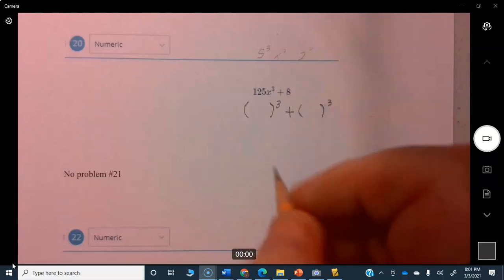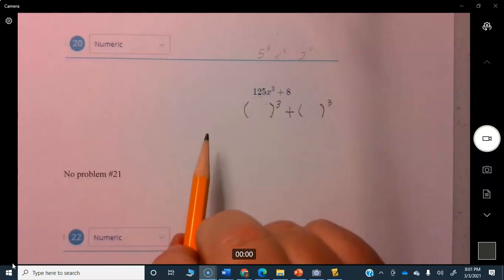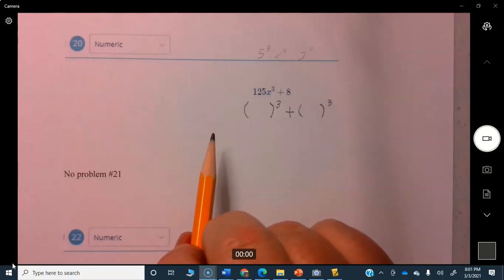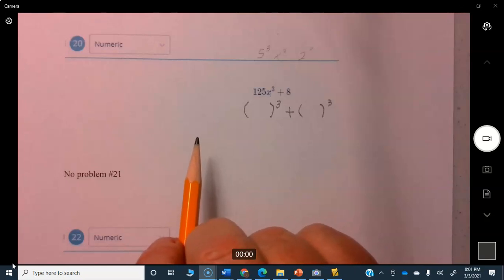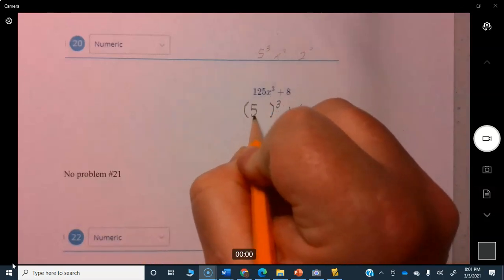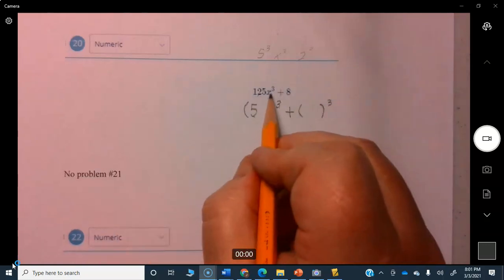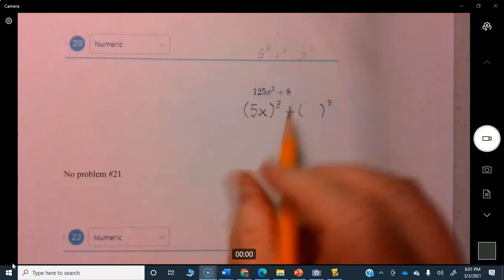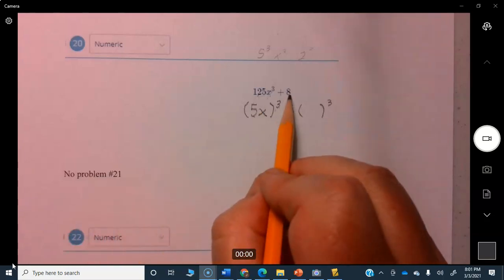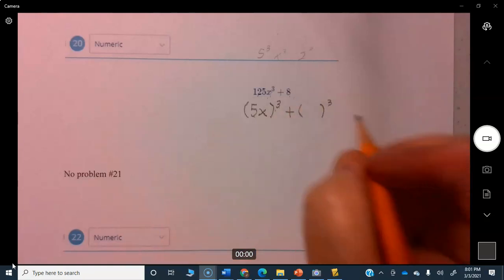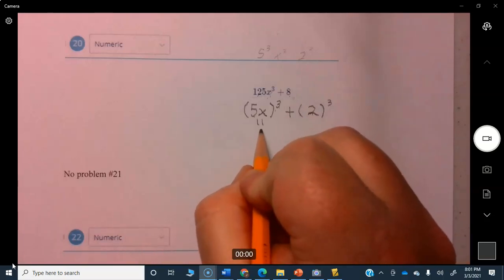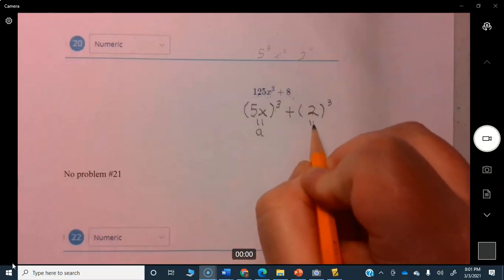So what do we have to cube to get 125? So again, just try out different numbers if you're not sure. 3 times 3 times 3 is 27. 4 times 4 times 4 is 64. 5 times 5 times 5 is 125. So it's got to be a 5. 5 to the third is 125. And then, of course, to get the x to the third, that's going to be an x. So that cubed is 125. That cubed is x to the third. What about this one? You should be able to do this one, right? That's going to be a 2. 2 to the third is 8. So the 5x equals the a, and the 2 equals the b.